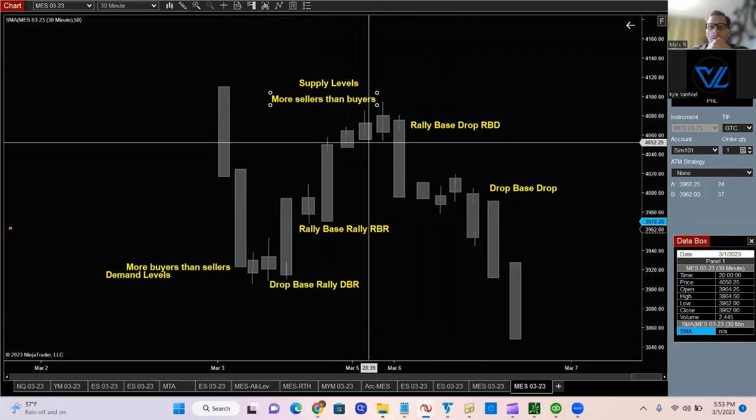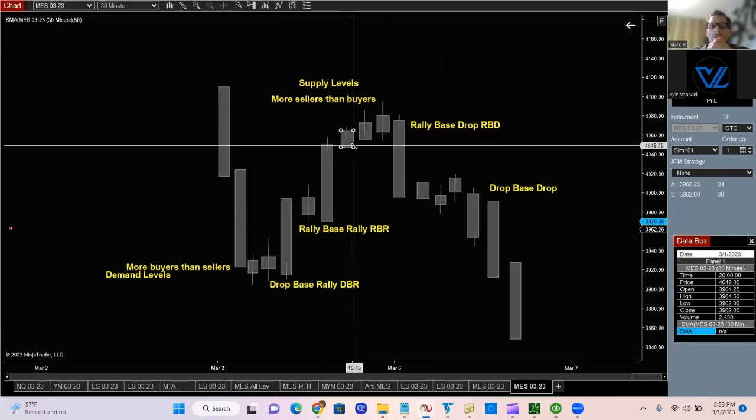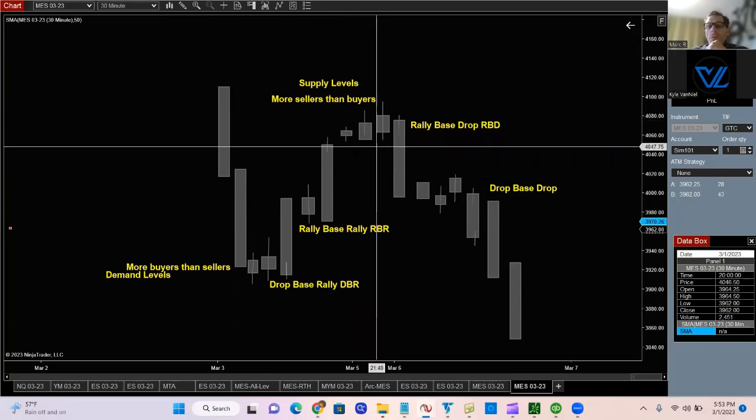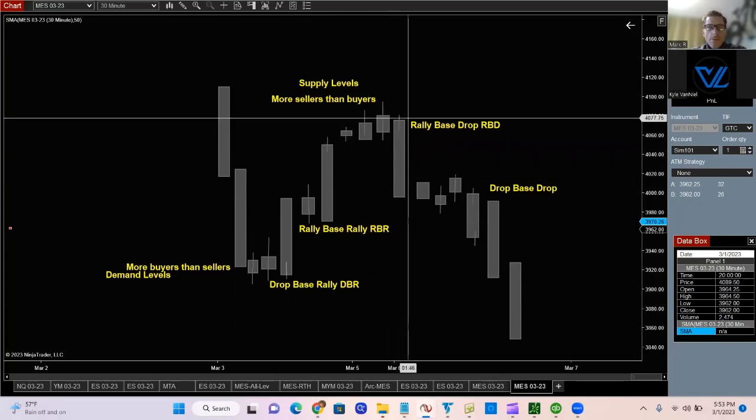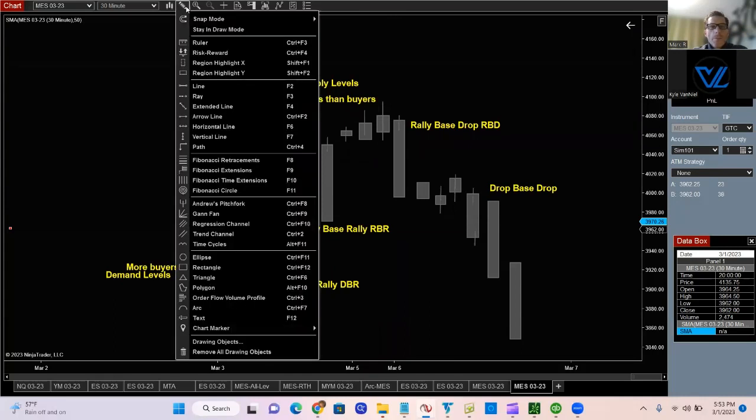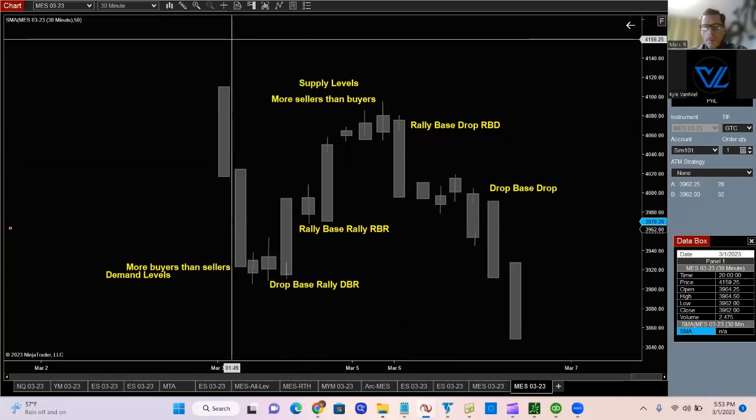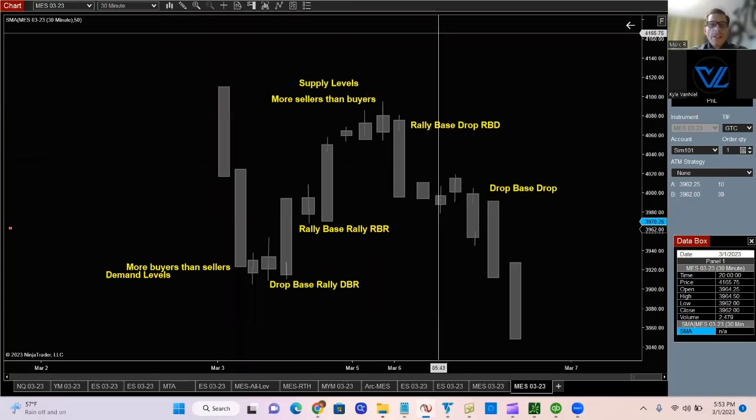Cool. Okay. So the body of the candle is 50% or less. Okay, so you got basing candles.